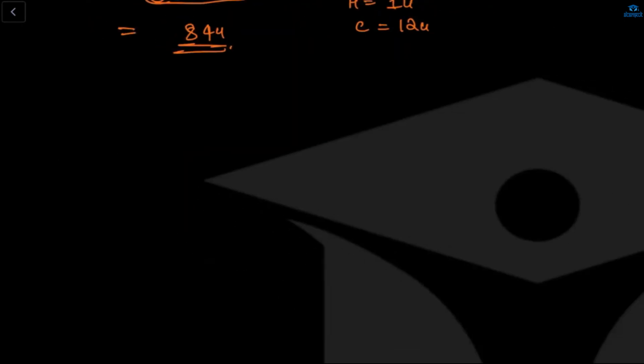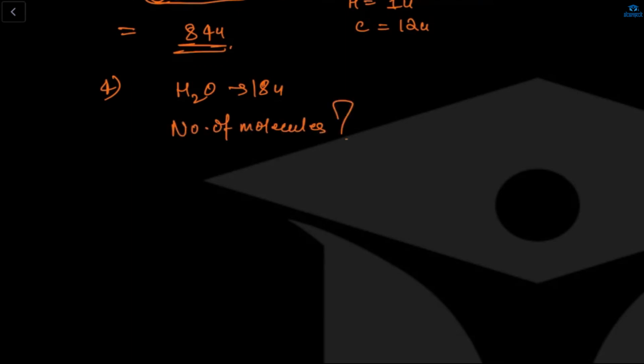Okay, next question. Molecular mass of water is 18. H2O molecular mass is how much? 18 u. What will be the number of molecules in 18 gram of water? So it will be how much?